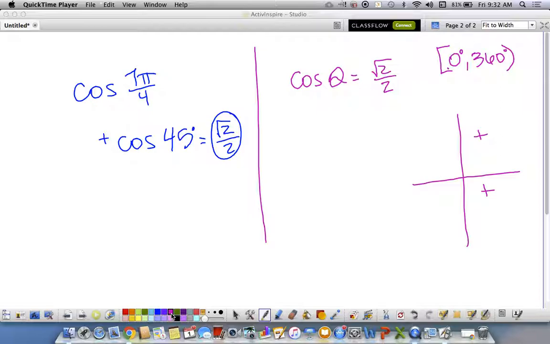Okay. So my theta can be right here, or my theta can be all the way around to this. Okay? But should my reference angle be the same? Yes. So what should my reference angle be? That's going to be what it is in the first quadrant, which is 45 degrees. So should that be one of my answers? Theta can equal 45 degrees. What else can theta equal? 315 degrees.